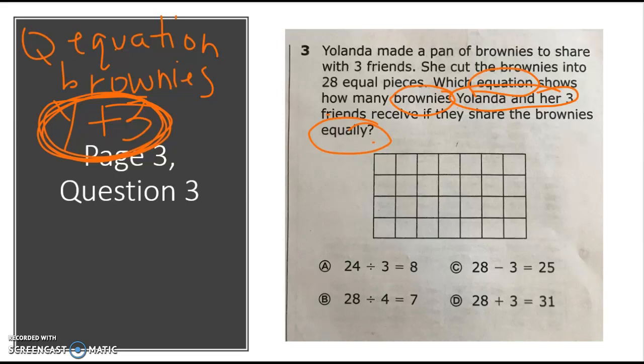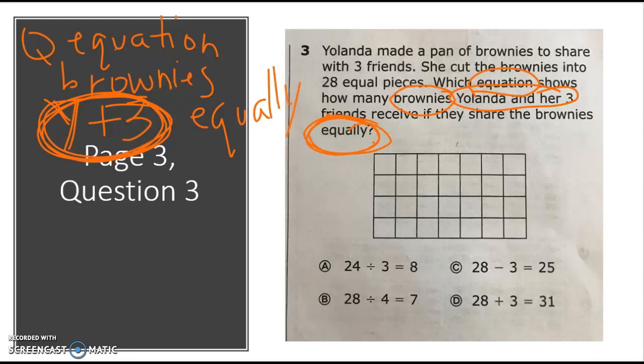Yolanda wants brownies too. Whoever it is, Peter wants cookies too. It doesn't matter who it is. If I think about you guys being in class, it's not any fun if some people get cookies and some don't. Everyone wants an equal share. They want to be included. So we're doing Yolanda and her 3 friends. That makes 4 people that are sharing these equally.